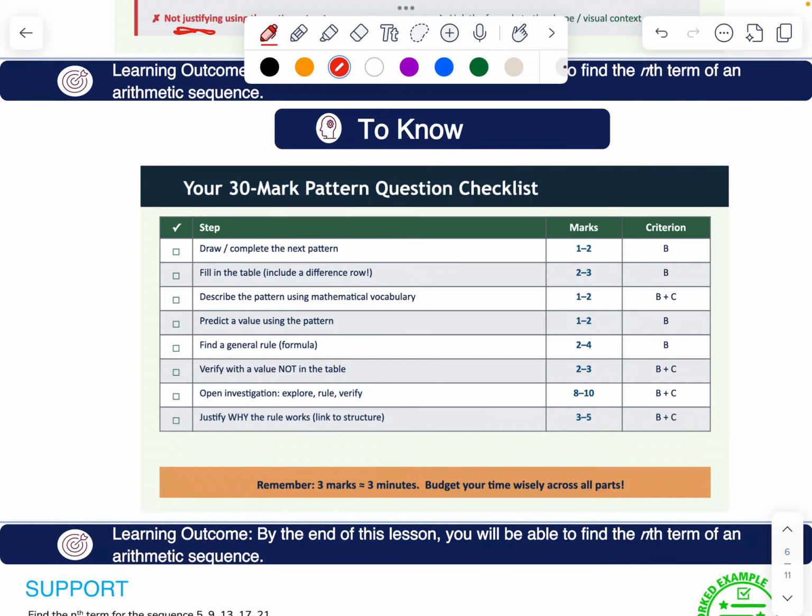Okay, this is a little bit of a tick list that you could use as you're doing these questions. They always either start with a show me, sometimes it's a draw, 1 to 2 marks, and then this is just how the question usually goes. Fill in the table, describe the pattern, predict, general rule, test and verify, which usually come up, and then justify.